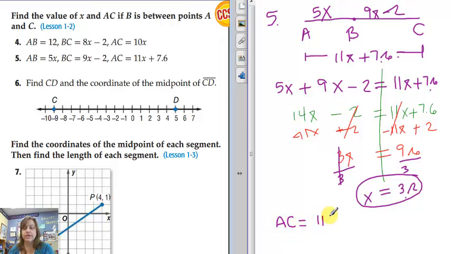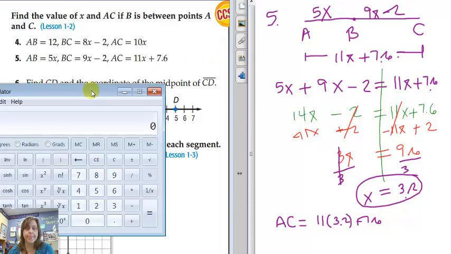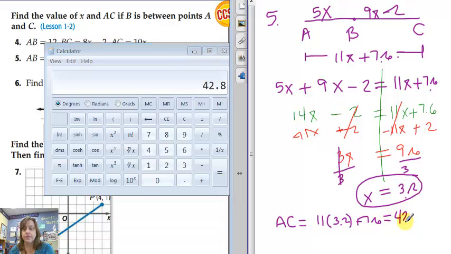We'll take 11 times the 3.2 and then add on 7.6. I'm going to open a calculator to do that. So 11 times 3.2 plus 7.6 gives me a total of 42.8 for the distance from A to C, 42.8.